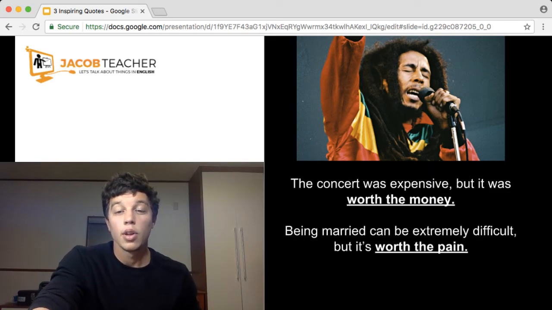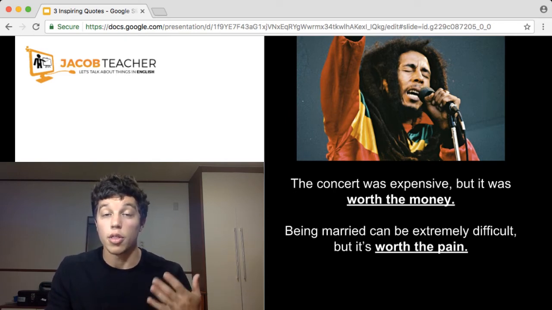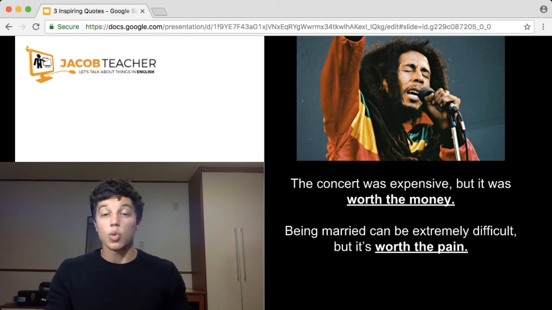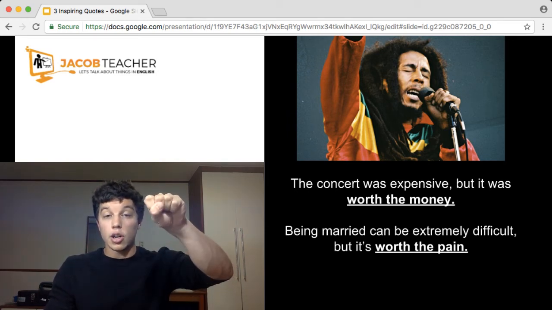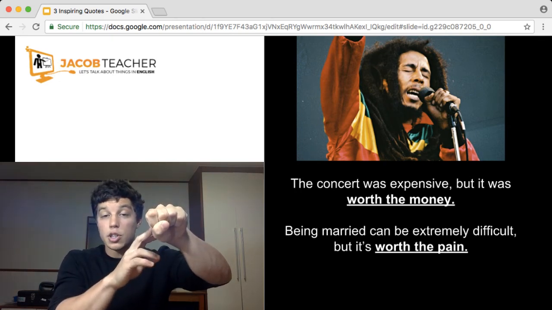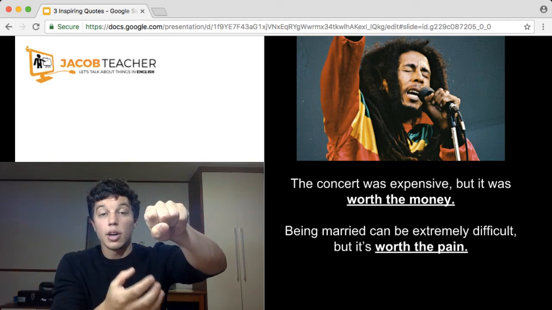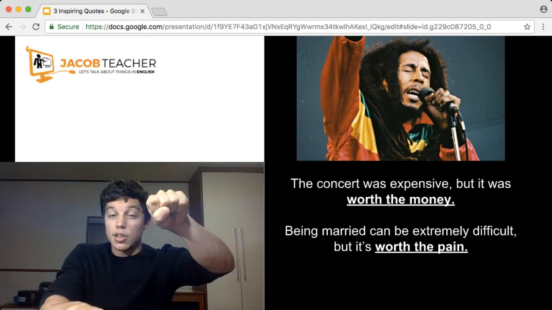Here's an example. The concert was expensive, but it was worth the money. These are very common natural English phrases too that you're going to see a lot. Okay, so native English speakers use this kind of phrase, using this word worth all the time. It's very common. The concert was expensive, but it was worth the money. So the concert, going to the concert, the experience of the concert, maybe it was a band that you really enjoyed. So everything that was great about the concert, all of the benefits, they outweighed the cost, the expensive ticket.